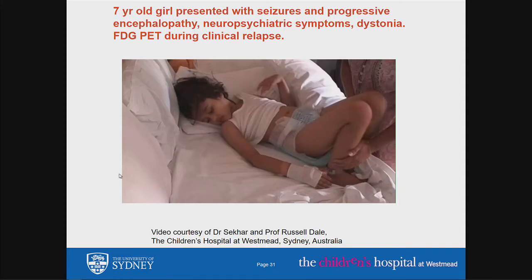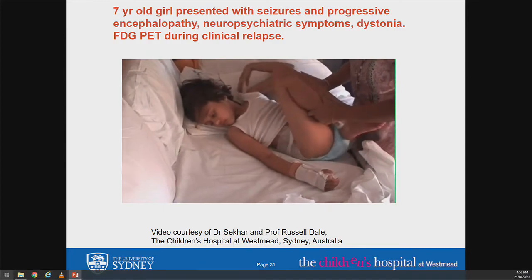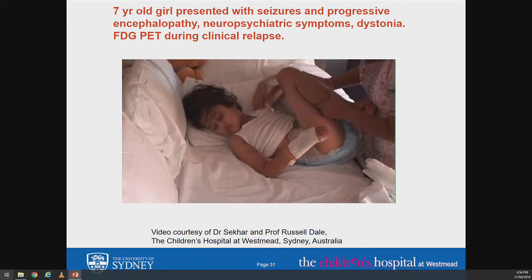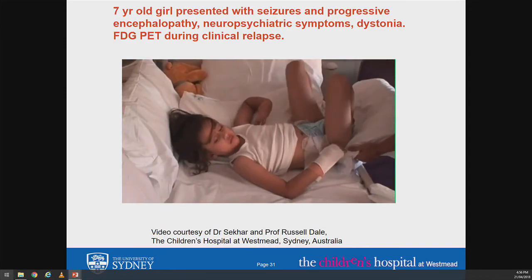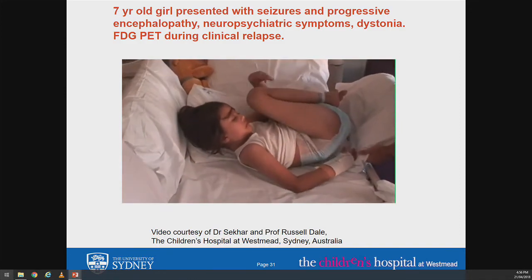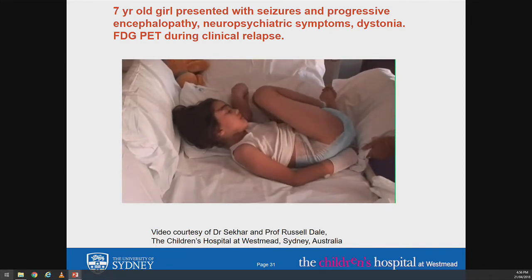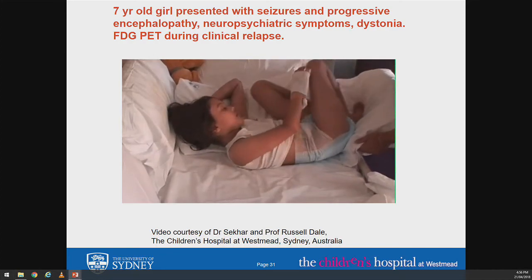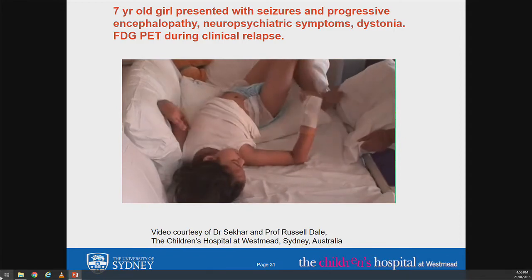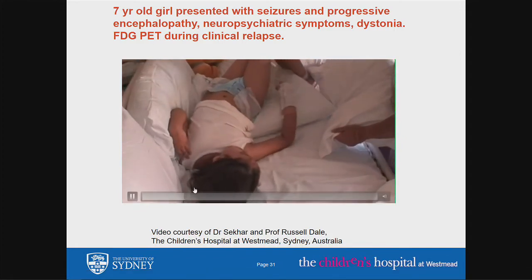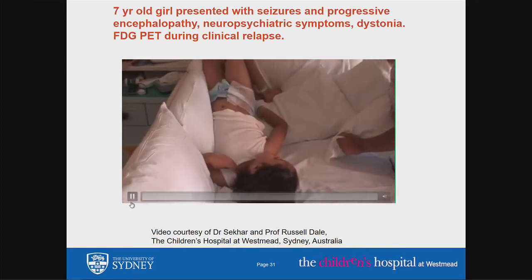Here's a child, a 7-year-old girl, presenting with an abnormal movement disorder. She also had progressive encephalopathy, that is impaired consciousness, dystonias, and was diagnosed on neurotransmitter analysis with an anti-NMDAR encephalopathy. This is her during one of these relapses. So you can see this sort of writhing choreiform movement. A frankly dystonic child, incredibly distressing and hard to treat.